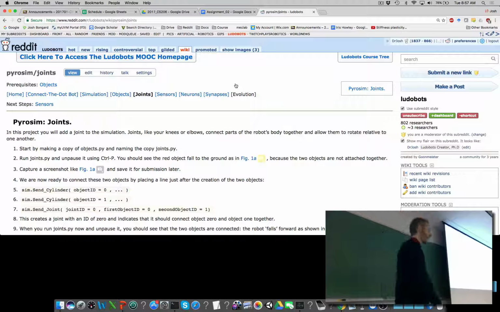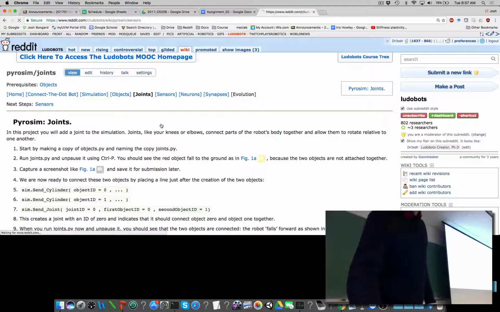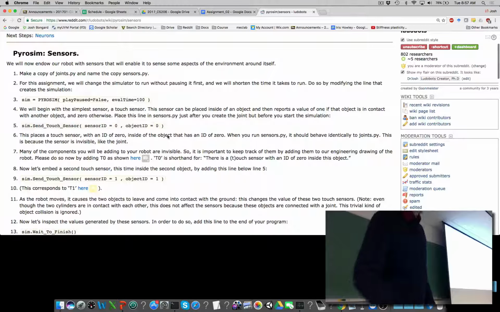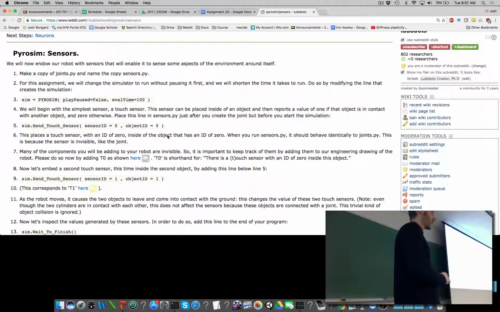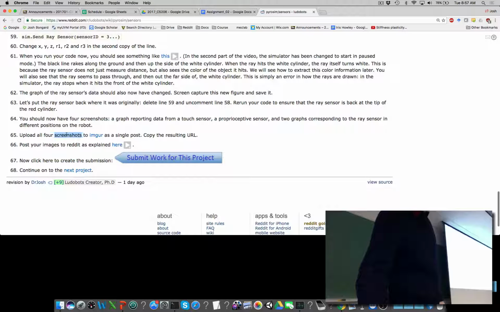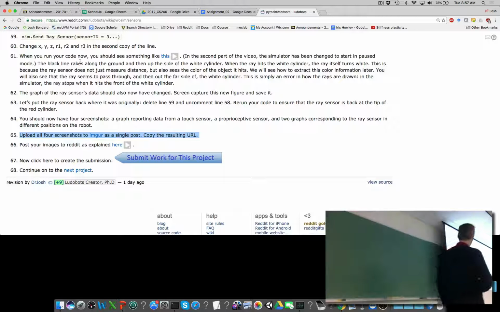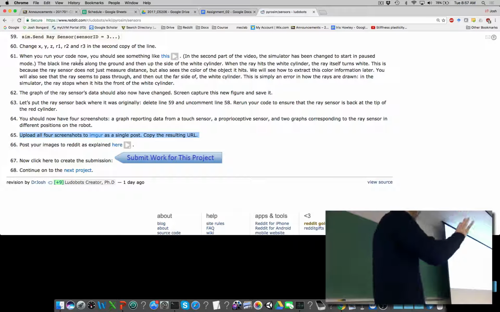Yes? Can I ask a question about the sensors? About the sensors project. Yep. The requirements say that I need to submit four screenshots, so do you mean that those four screenshots are the plots drawn from the data, or just a screenshot of the data itself? A screenshot of the data itself. So you're asked to create at least four plots of the sensor data in this assignment. That's what we're asking for. Yep. Okay. I'll put in some language to clarify that.